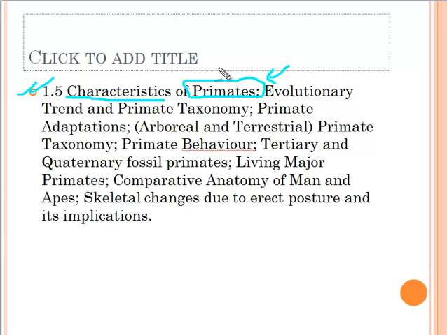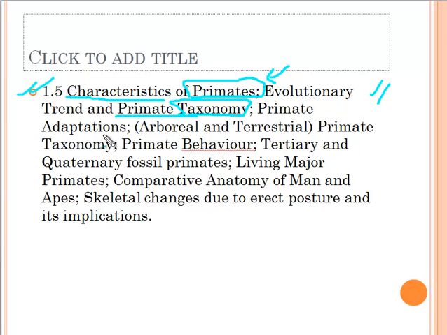So there are fixed physical characteristics that you need to mug up. Then evolutionary trend and primate taxonomy. Taxonomy is related to how they are named, what their naming is, and what their evolutionary trend is, from which thing what has evolved. So all this, there will be a chart that I will give you. You just mug it up, that's it.